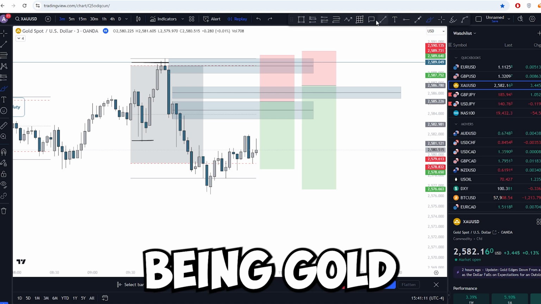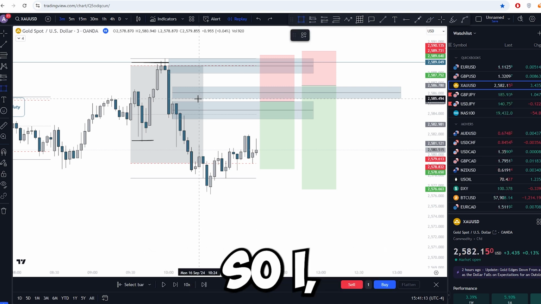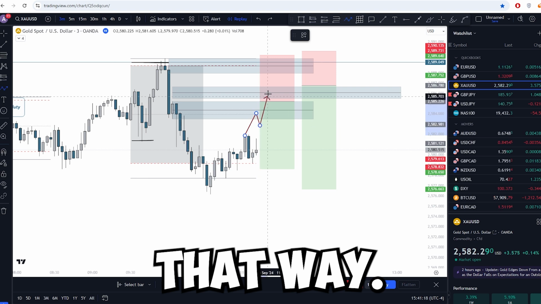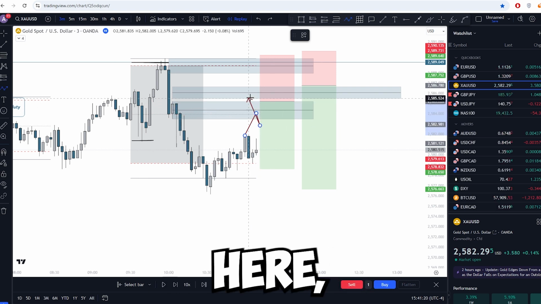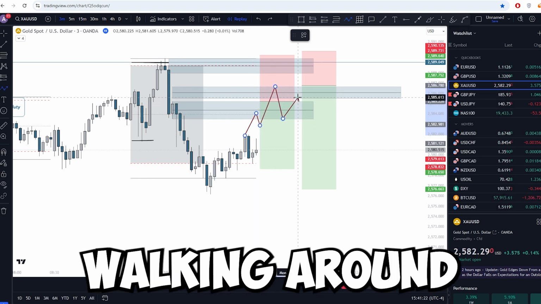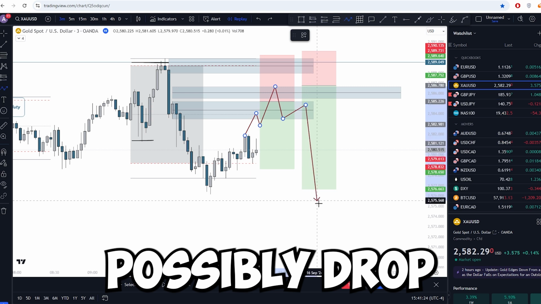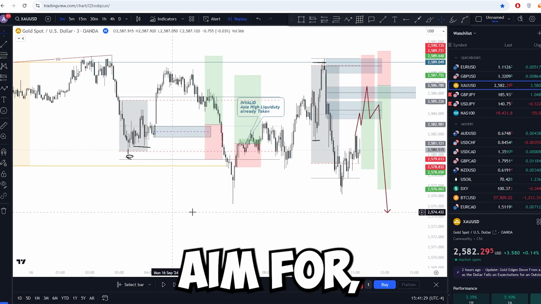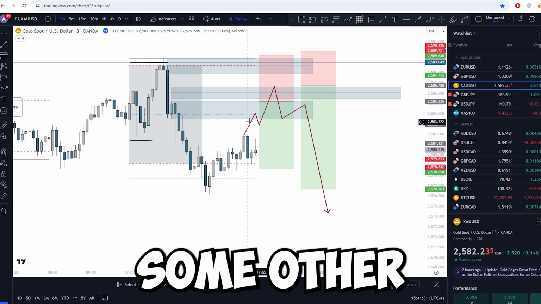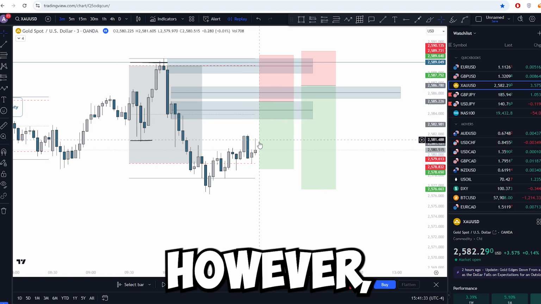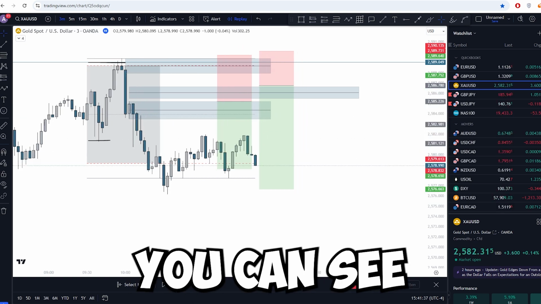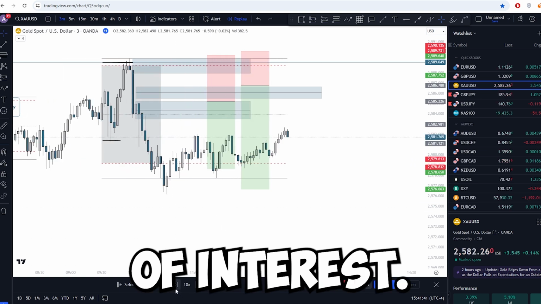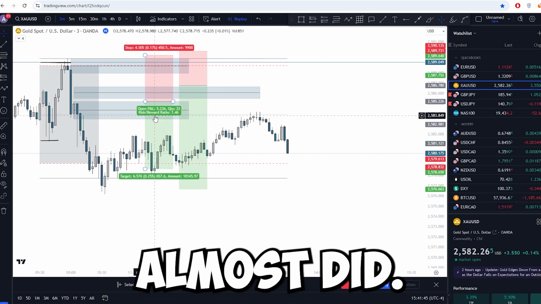But because gold being gold, I know it's a bit aggressive. So I was anticipating it to come back that way, take out this resting liquidity here, do some sort of wicking around, and then possibly drop to the downside, take out these lows, and then aim for some other lower lows. However, let's see what price action did. You can see it didn't quite come back to our level of interest. So it almost did. It actually did.